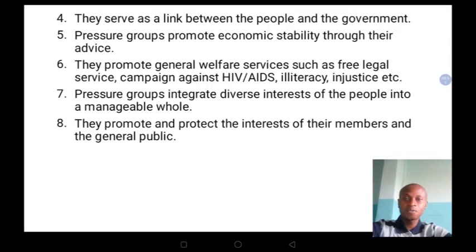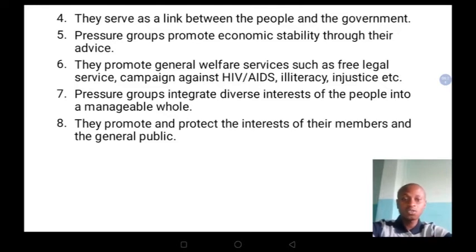Now, apart from that, they promote general welfare services. For example, we have a free legal service. Now, we talked about promotional pressure group. And one of the characteristics of promotional pressure group is that they engage in the cause that will not have direct positive effect on their members. They fight for the cause of the general public. They fight for the cause of a targeted group, not just their members. They are not fighting for themselves.